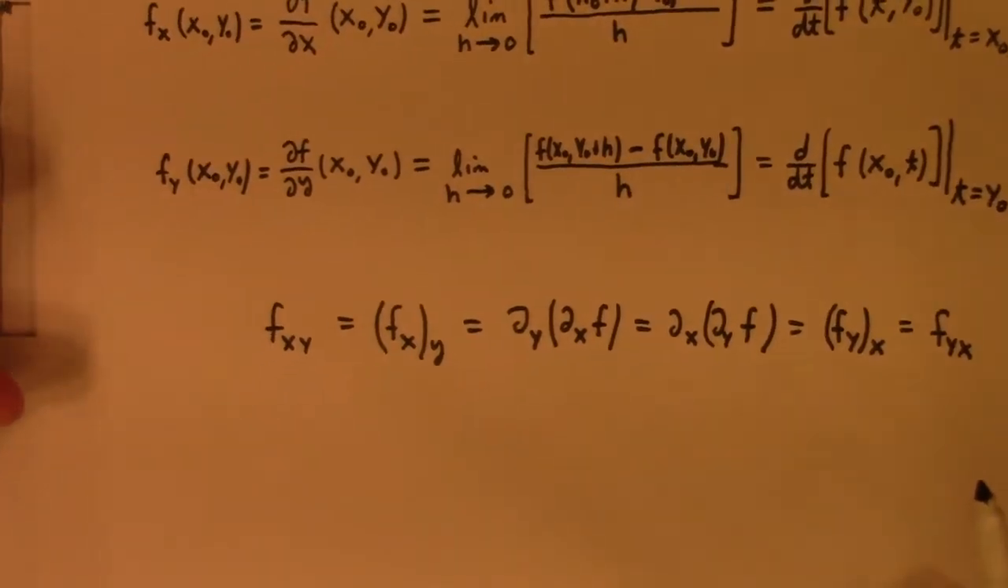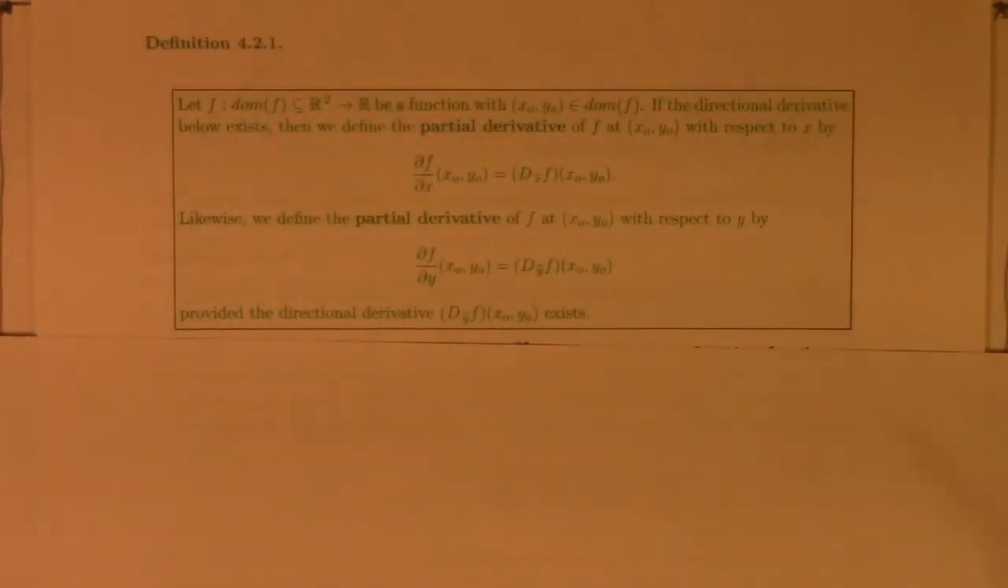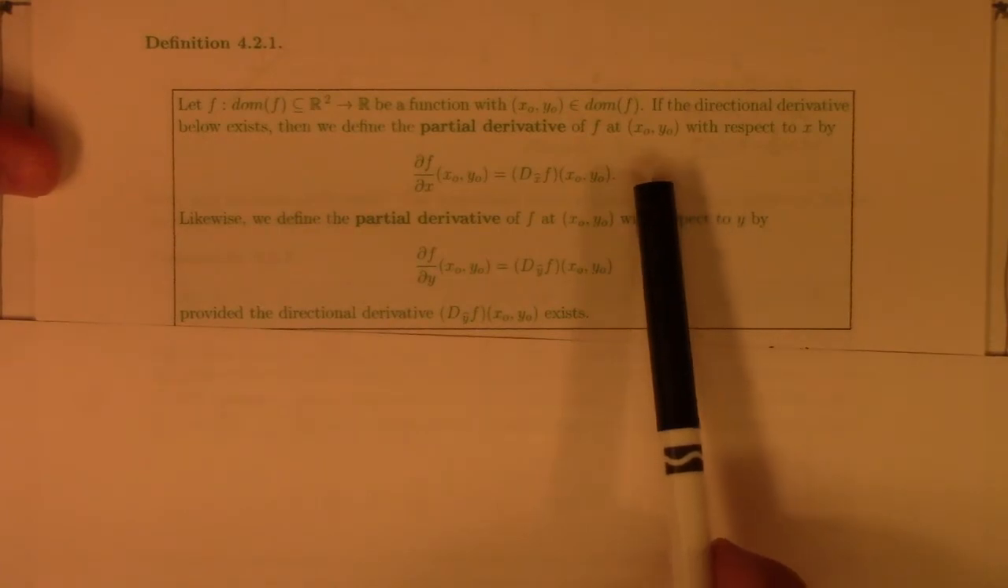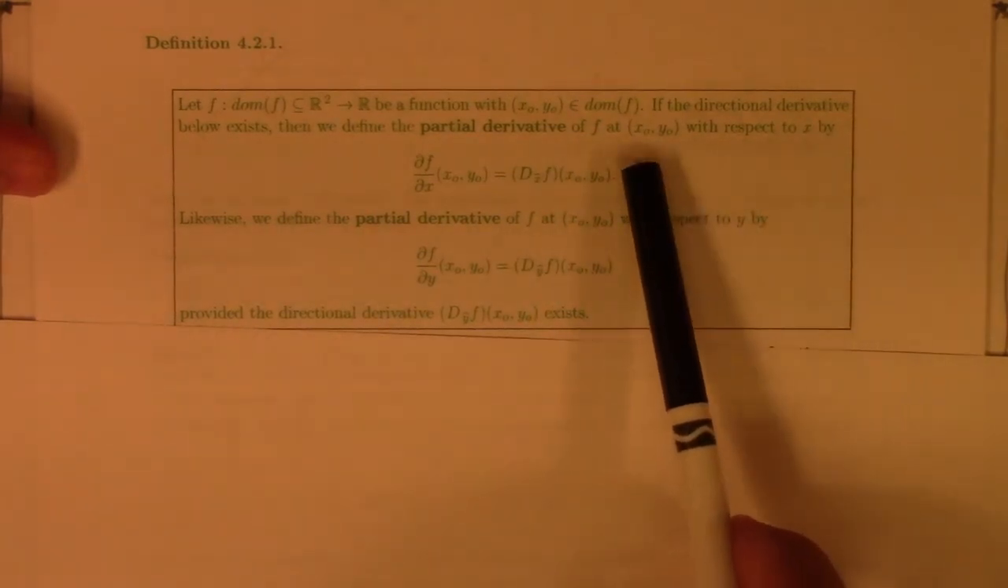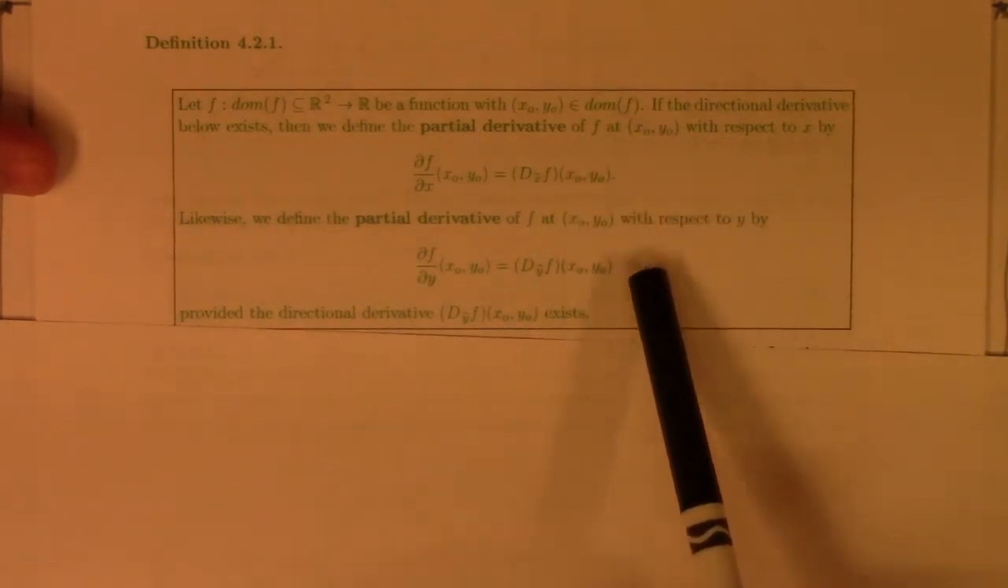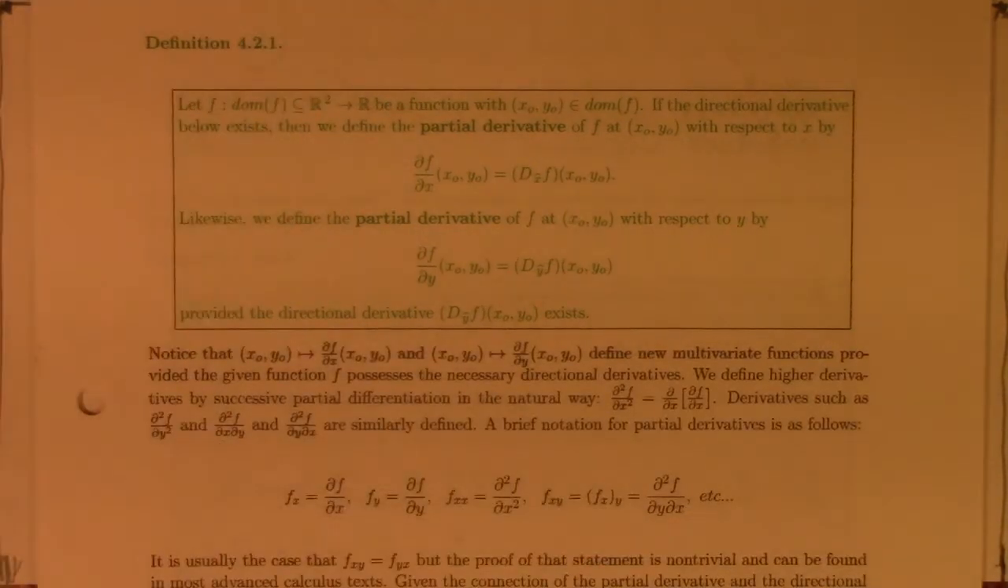But first, I should tell you more about the geometric meaning. What is the geometric meaning of the partial derivatives? I mean, it should already be implicitly understood because we have defined partial derivatives in terms of directional derivatives.